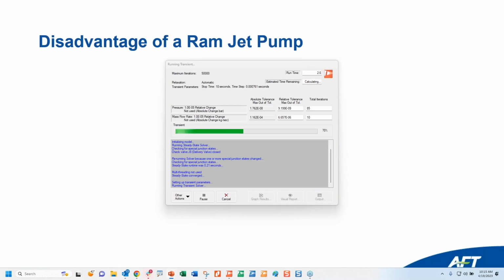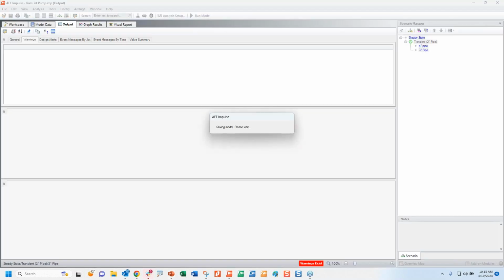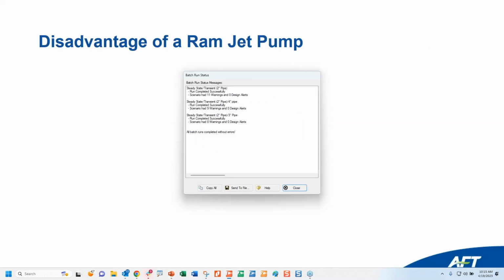Runs the third scenario. And why do we run it? Because if we want to compare scenarios rapidly, we have to have the output for all the scenarios we want to compare.